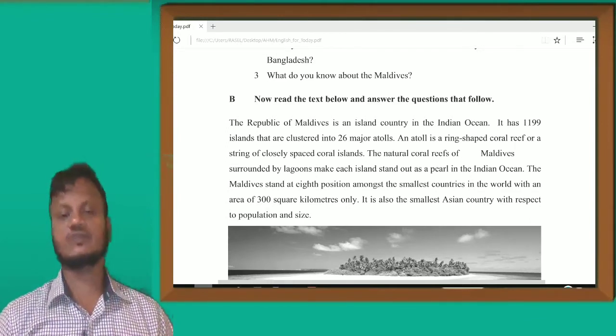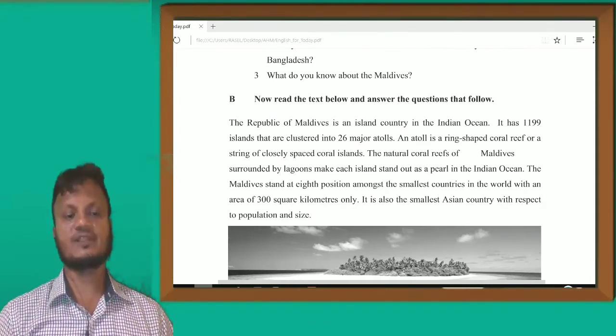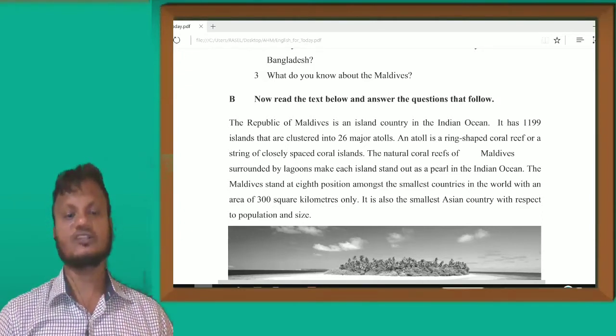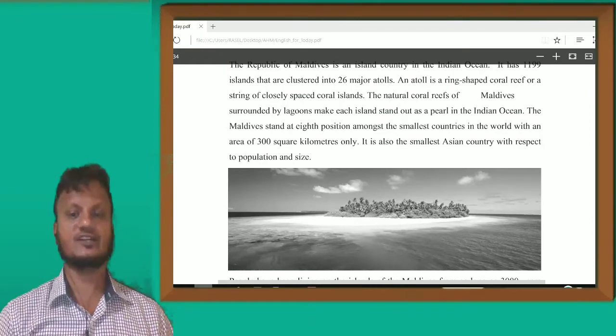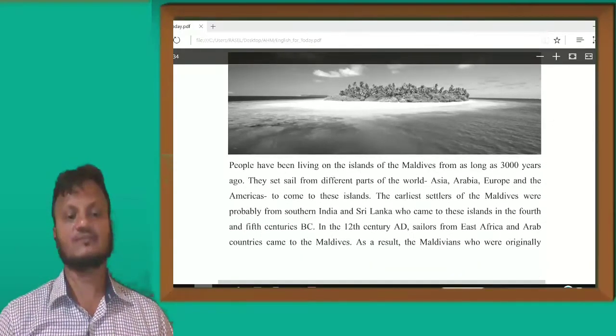The natural coral reefs of Maldives, surrounded by lagoons, make each island stand out as a part in the Indian Ocean. The Maldives stand at 8th position amongst the smallest countries in the world, with an area of 300 square kilometers only. It is also one of the smallest Asian countries with respect to population and size.